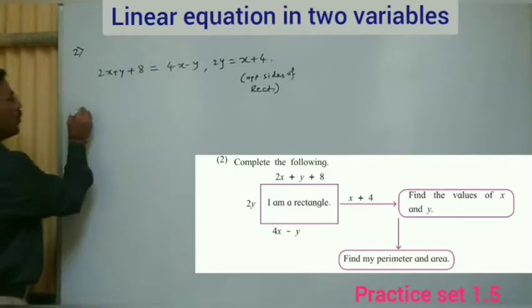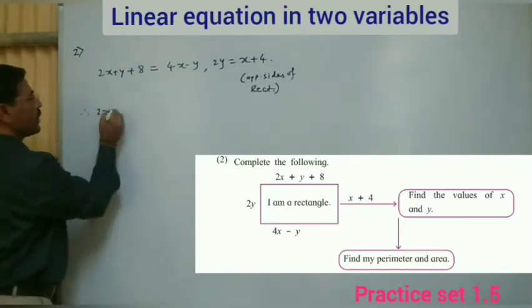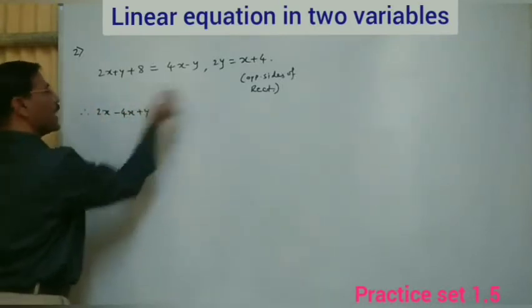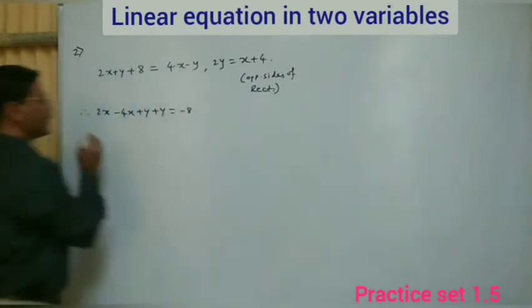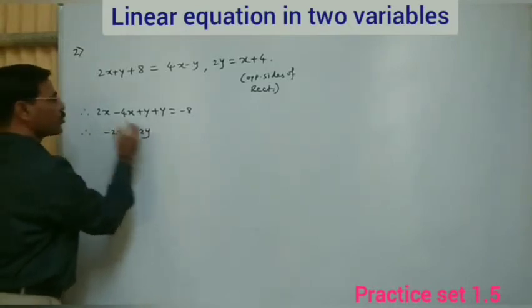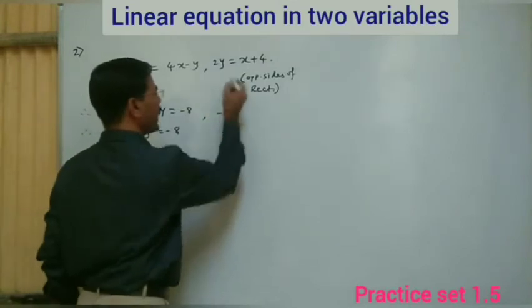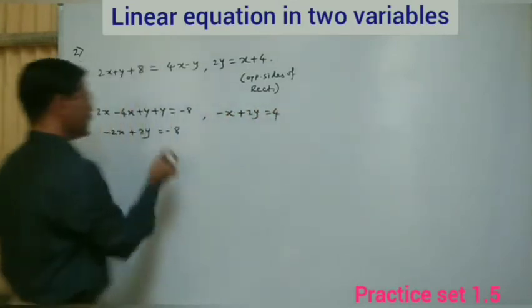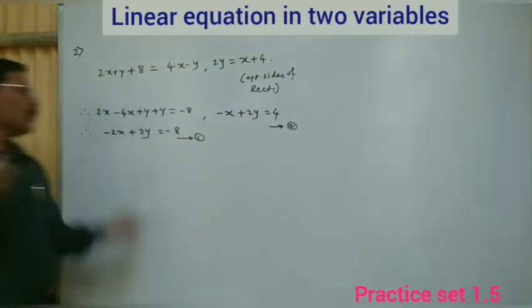Okay, so now we can make it in the form of an equation. See how? 2x minus 4x, this side comes, okay, plus y, again this one plus y, and then 8 goes to that side, minus 8. Means what we get here? Minus 2x plus 2y is equal to minus 8. That side, minus x plus 2y is equal to 4. This is equation number 1. This is 2.